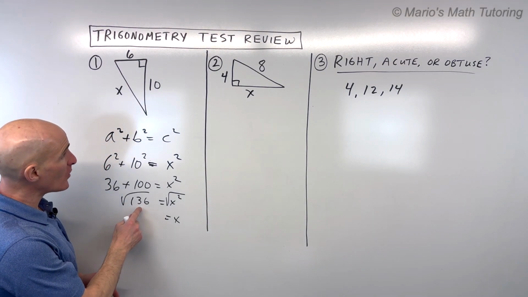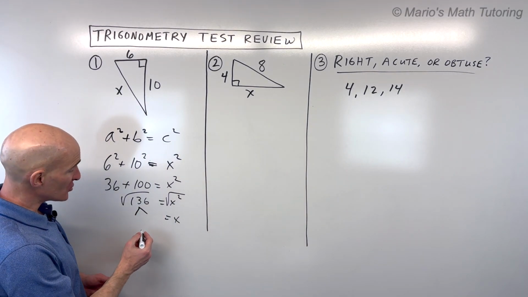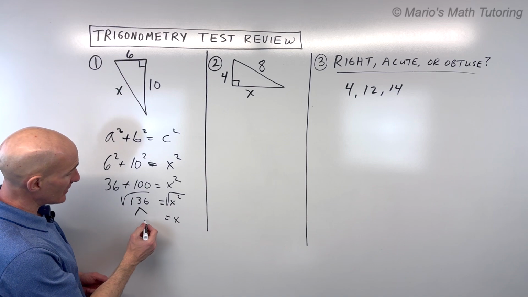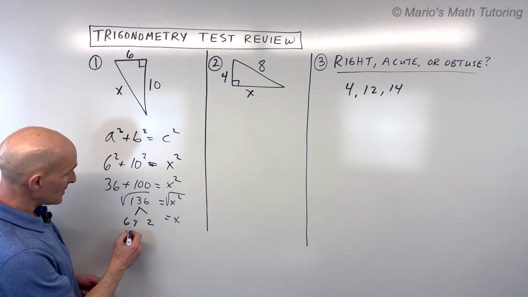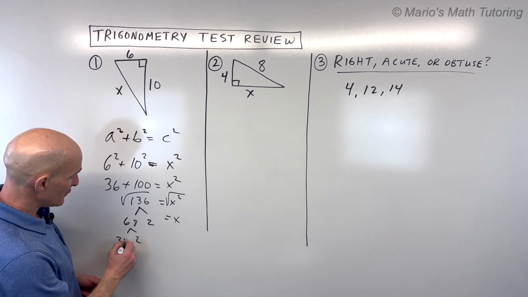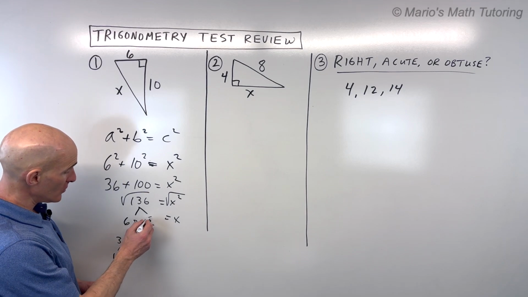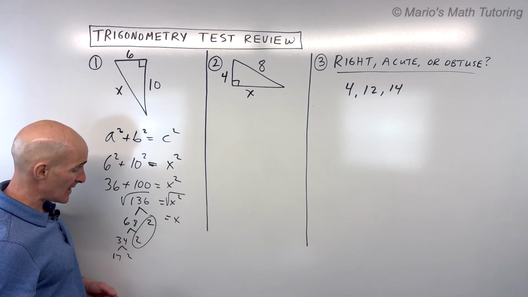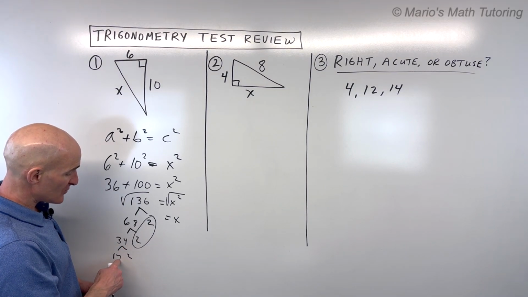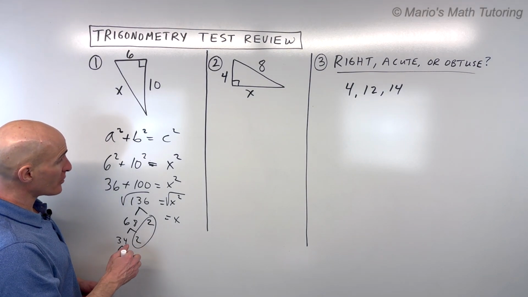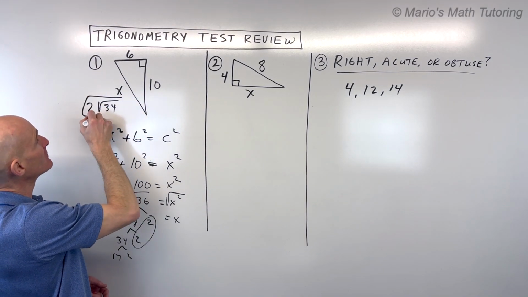So what you want to do is pull out perfect squares. One way to do this is to do a prime factorization tree. For example, I can see that this is even, so I can divide this by 2. So 2 times 68 is 136. 68 is 2 times 34. And 34 is 2 times 17. Now, when you take the square root, you're looking for groups of 2 of the same number. That's like a perfect square. So this is going to be 2 with 17 times 2 left over. So this is going to be 2 square root of 34. And that's this missing side length right here.